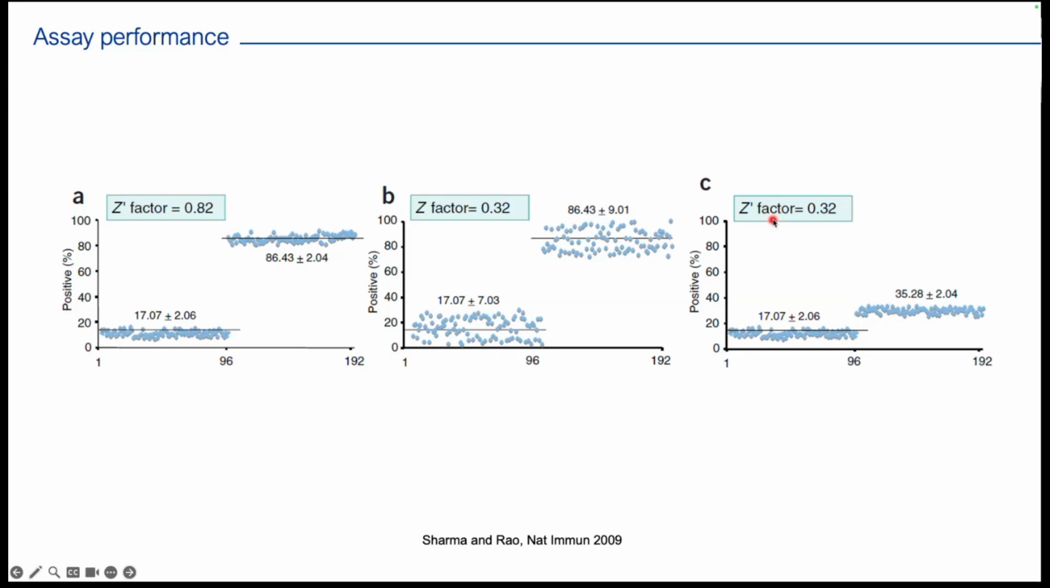But this is to tell you that these 2 components are very important. It's not only how different your positive and your negative are, it's also how variable they are, to really make the assay a good assay.